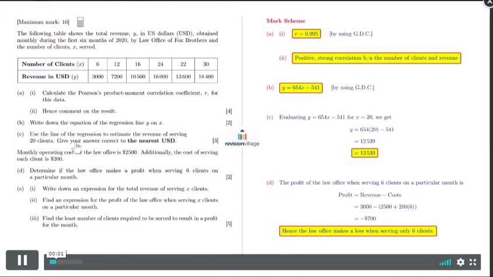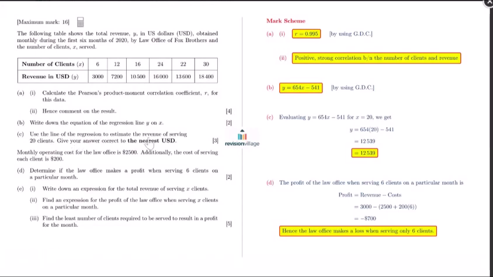Part C, use the line of regression to estimate the revenue of serving 20 clients and give an answer correct to the nearest US dollar. Looking at my data here in the table, I have 6 clients, 12 clients, 16 clients, 24 clients. So 20 clients will sit somewhere in the middle here. Looking at the associated revenue, it's going to be sort of halfway between 10,500 and 16,000. So I would hope that my answer in the end will be about 13,000 or so.